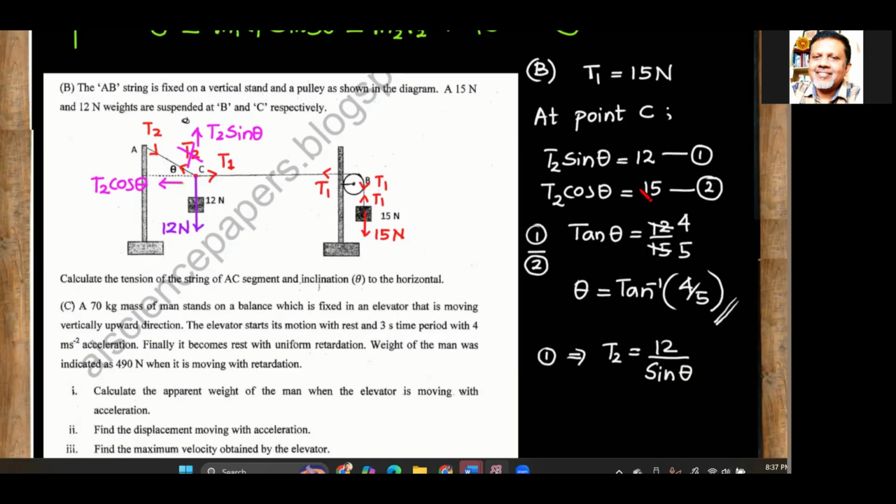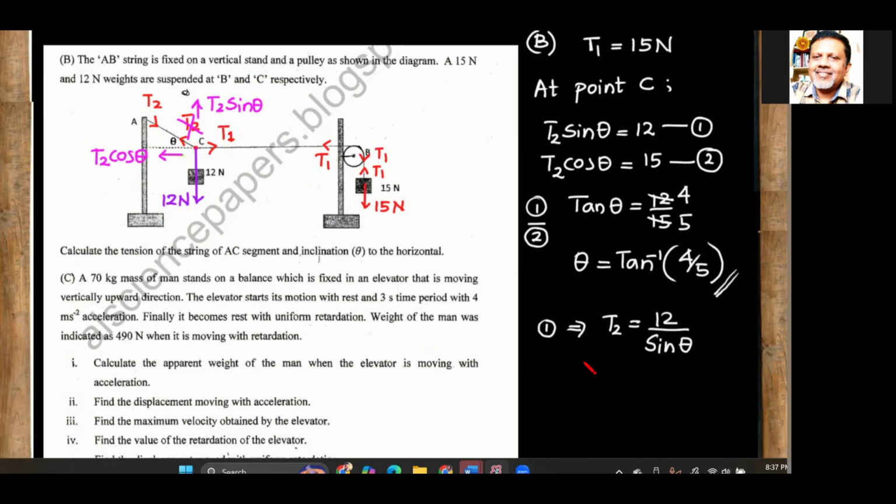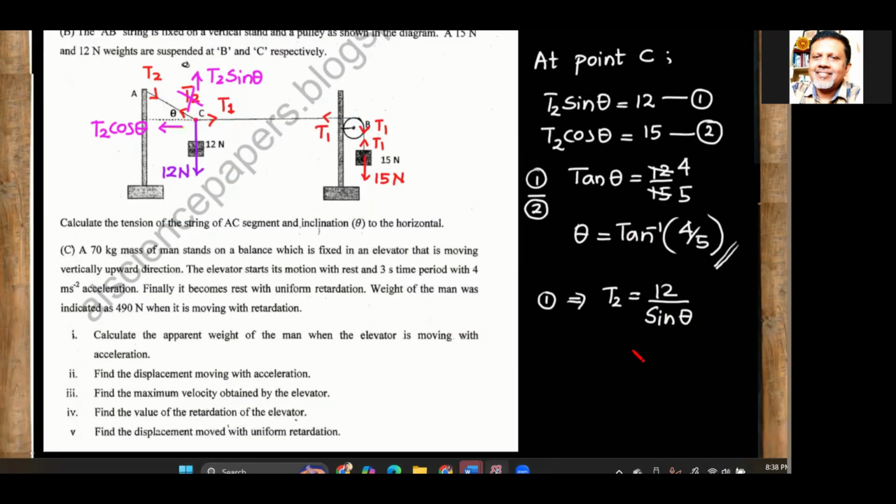Right? If you use equation 2, T2 should be 15 divided by cos theta. So whatever equation we use, equation 1 or 2, we need to know the values of sin theta and cos theta to substitute here and get a numerical answer. So what can we do? Because we know the tan theta.